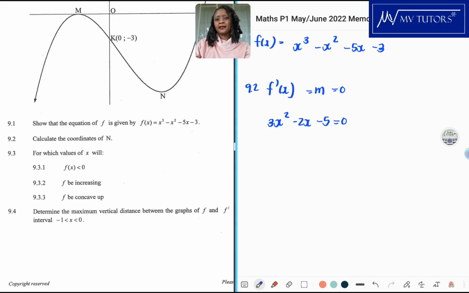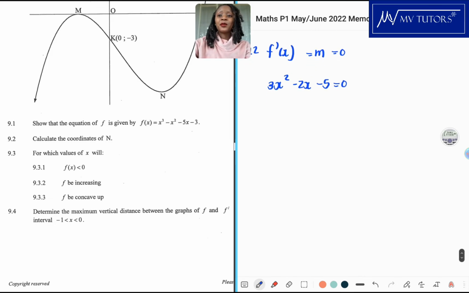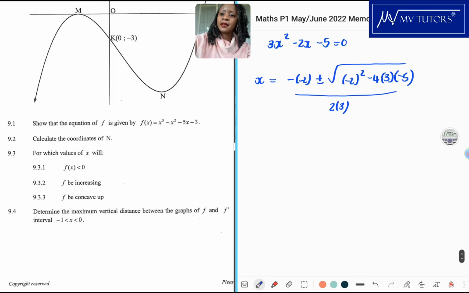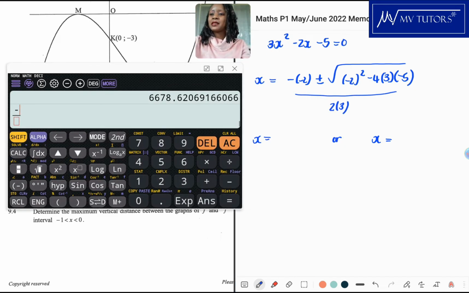Okay, I'm going to use the quadratic formula because I don't want to keep guessing what the factors are. I don't want to waste time. So I have minus 2 plus minus, then I have negative 2 squared minus 4ac. So a is 3 and c is minus 5. And this is all over 2a, which is 2 times 3. We're going to plug this in the calculator so that we get x is equal to something or x is equal to something. One of the answers we should get should be negative 1. If we don't get x is equal to negative 1, then something was completely wrong.